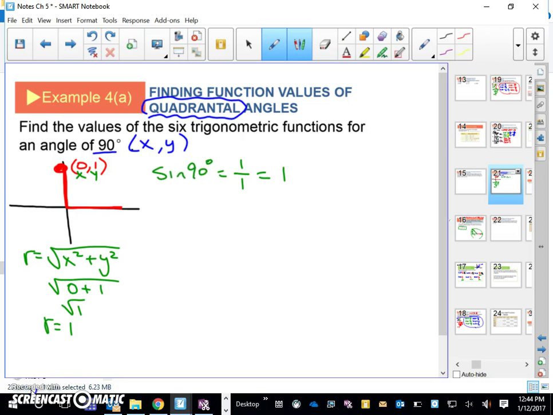I guess since we know the angle, we could say sine 90 degrees equals 1. And if you check that out on your calculator, as long as you're in degree mode, you're going to get sine 90 equals 1. That's exactly what you have. Cosine 90 degrees. Cosine goes with the x value. We're talking about 0 over r. X over r is 0 over 1. 0. Cosine 90 equals 0. Tangent 90. Tangent's y over x. 1 over 0. Very good. 1 over 0 is going to be undefined.